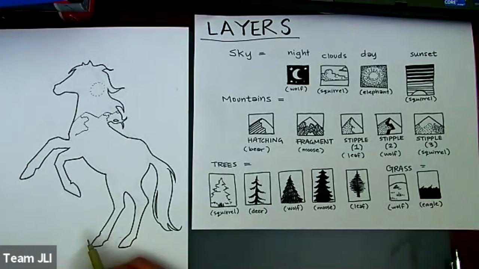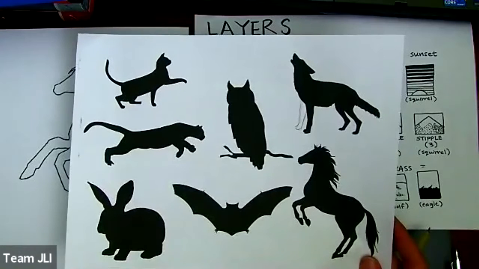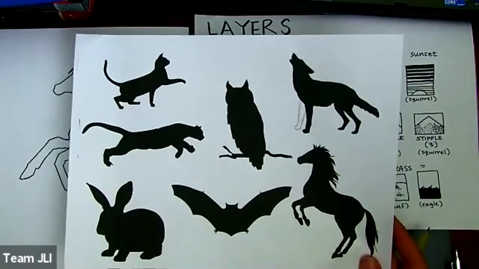So you're doing a horse. Yep, I did the horse. There's of course some easier ones. That owl is pretty easy. Rabbit's pretty easy.